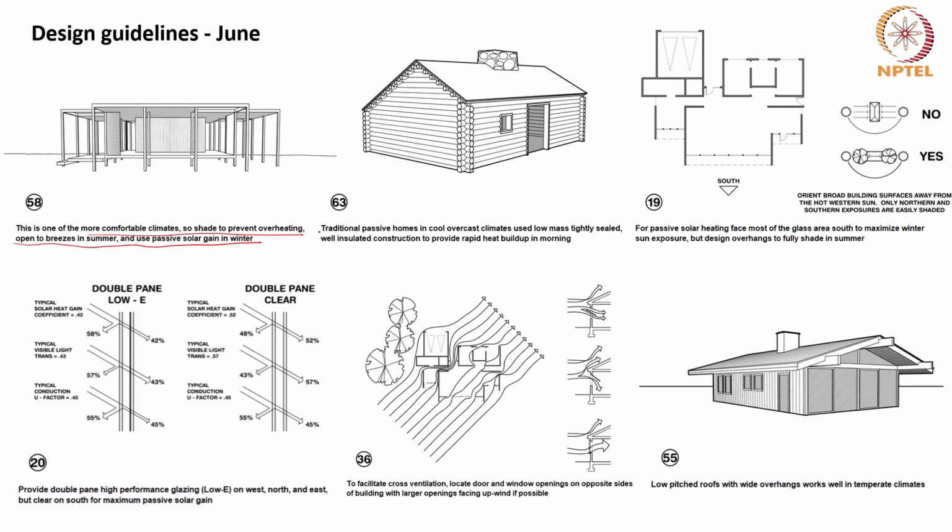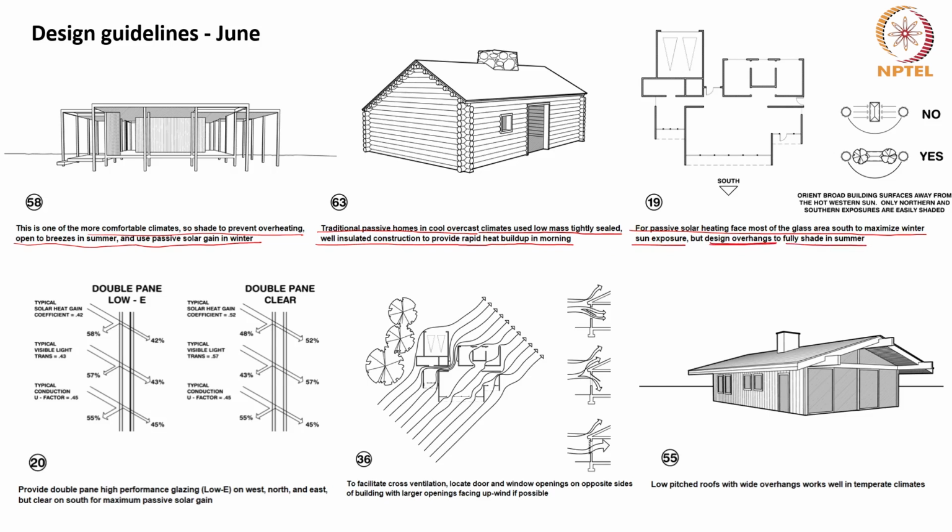The next strategy is that traditional passive homes in cool, overcast climate used low mass, tightly sealed, well insulated construction to provide rapid heat buildup in the morning time. For passive solar heating, most of the glass area in the south must be used to maximize the winter sun exposure. But we must have design overhangs to fully shade in summer.